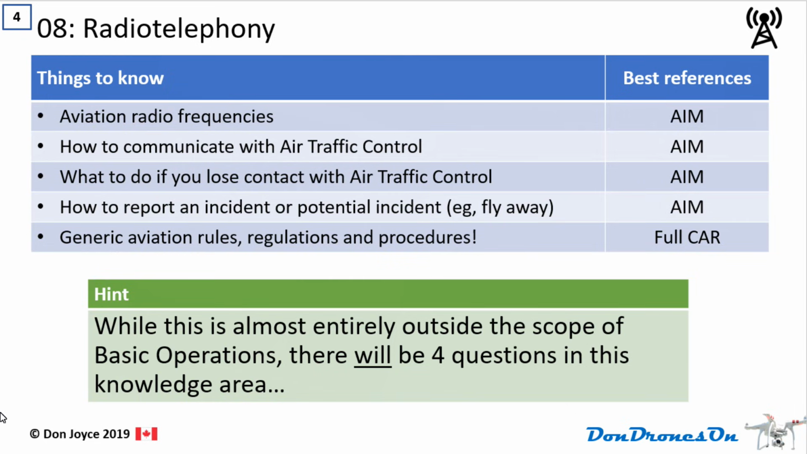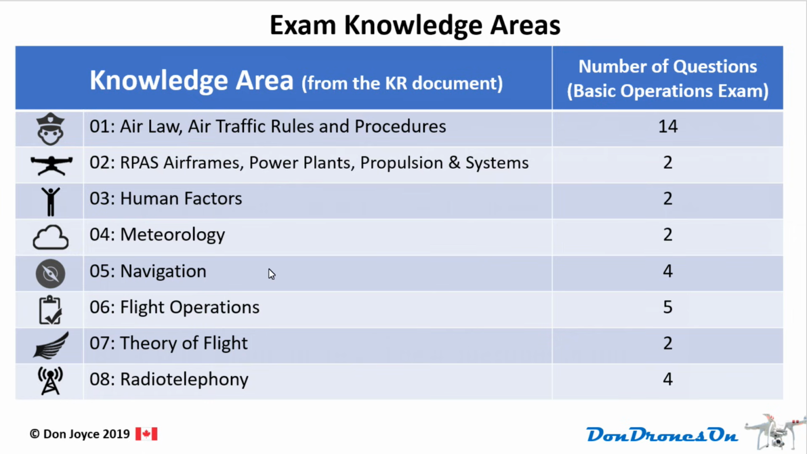Those are the 8 areas of knowledge that you're expected to know according to the knowledge requirements document: air law, air traffic, airframes and power plants, human factors, meteorology, navigation, flight operations, theory of flight, radio telephony. And that's the distribution of questions across those, adding up to 35 multiple choice questions for your basic operations exam.